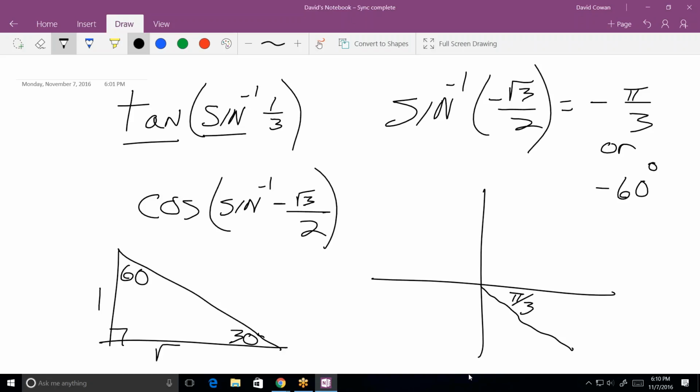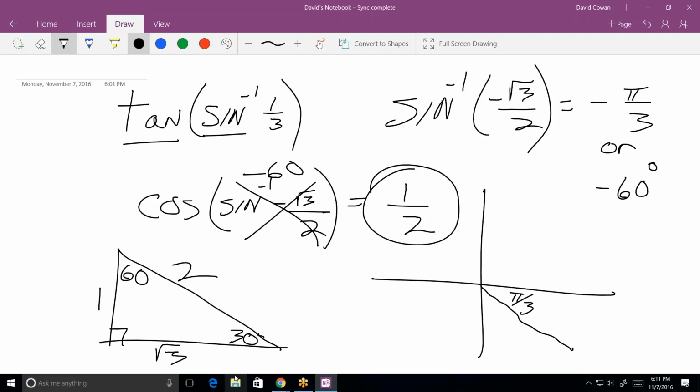There's 1, square root of 3, 2. Well, notice that the sine of 60 degrees is square root of 3 over 2. So I don't need a calculator to answer this problem. In other words, this becomes minus 60, and then the cosine of minus 60, that's also in the fourth quadrant, so it's got to be positive. That's equal to 1/2. Again, 1/2 is the answer for this problem.